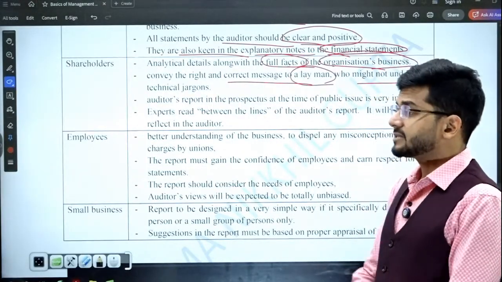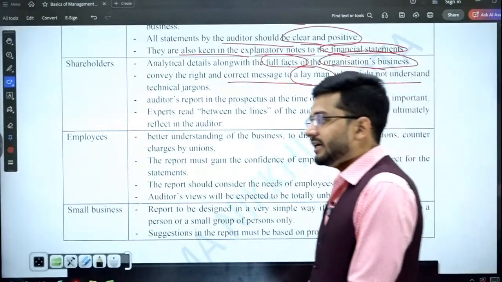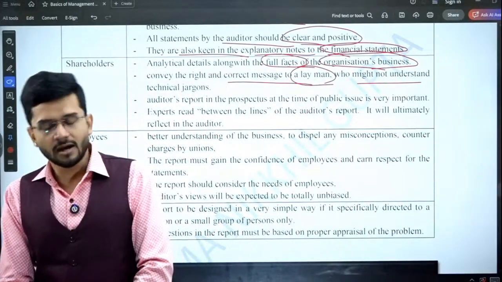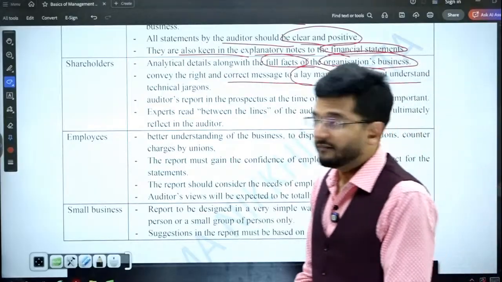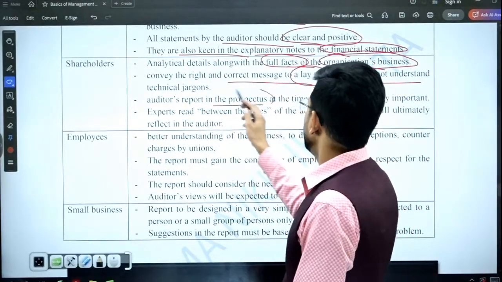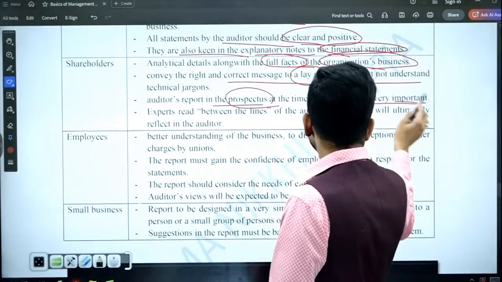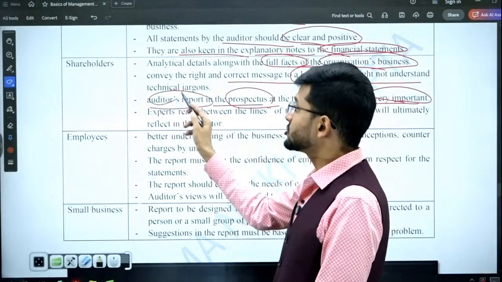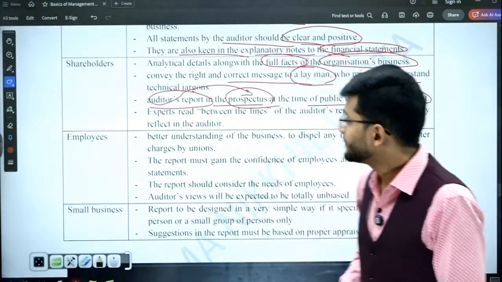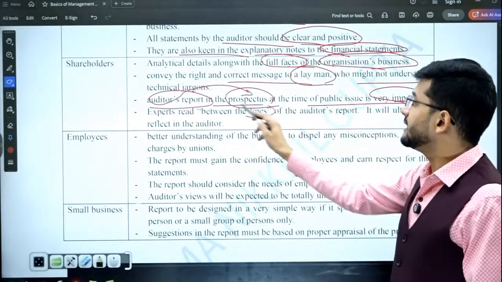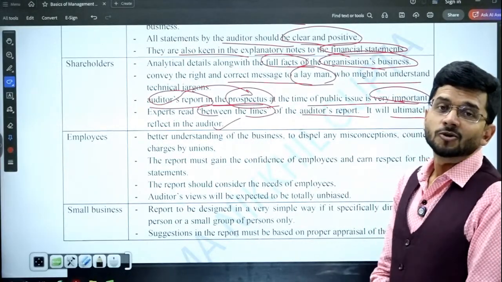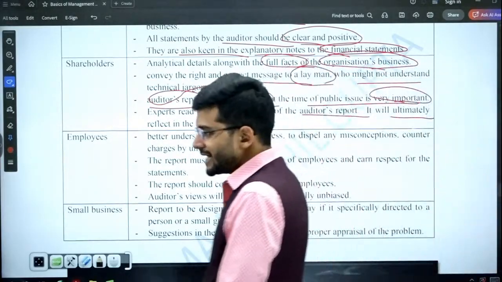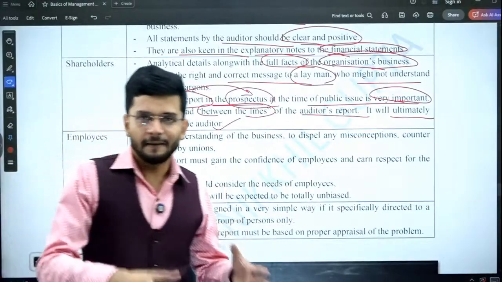So shareholders might expect the management auditor to evaluate the entire processes, the entire organization from the standpoint of growth and future revenues. The auditor's report in the prospectus at the time of a public issue is very important. The auditor's report is also included in the prospectus, guys, right? Experts read between the lines of the auditor's report. It will ultimately reflect on the auditor. So the experts will also scrutinize the management audit report in great detail.